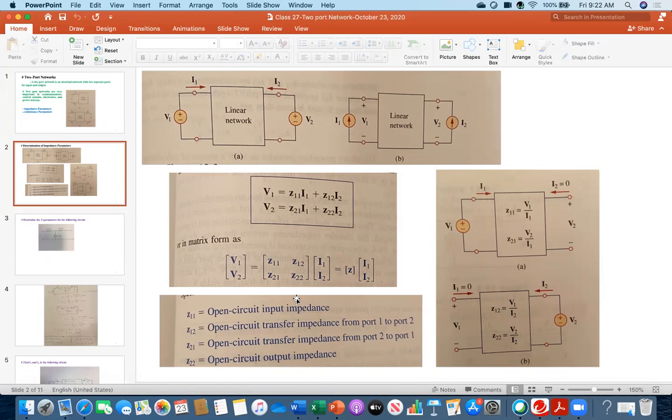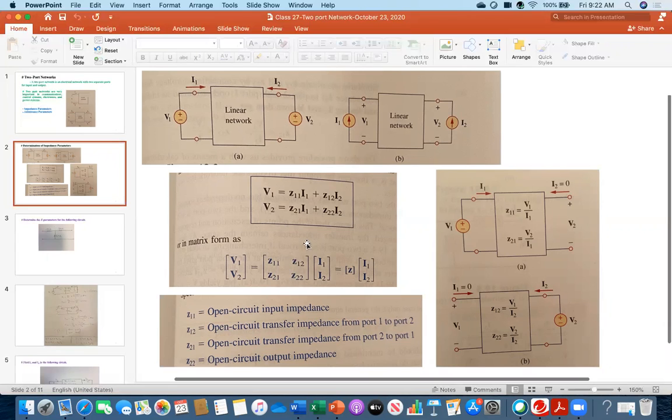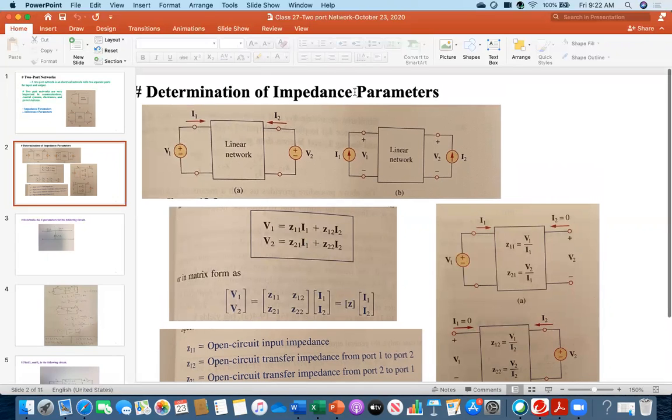Soon I will show you numerical problems, and then I will show you an example of how to do that. In the problem, you will be asked to find the impedance parameters of the two-port network. Impedance parameters means you have to find these four parameters: Z11, Z12, Z21, Z22. Now the question is how to get them. How can I calculate? That is what we will be looking at, the determination of impedance parameters. We want to find them out.